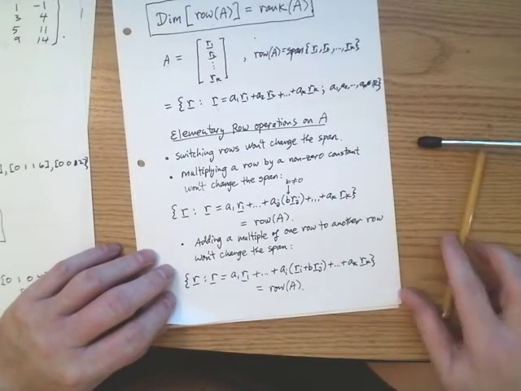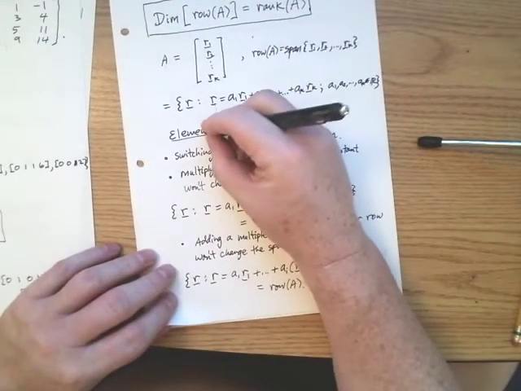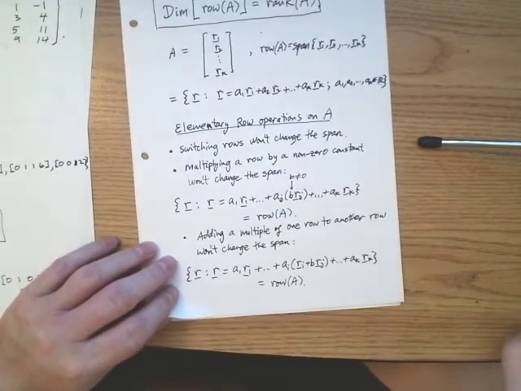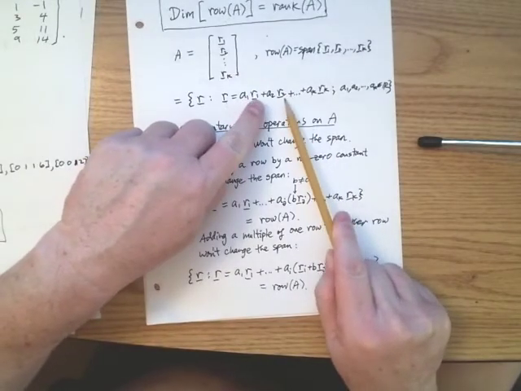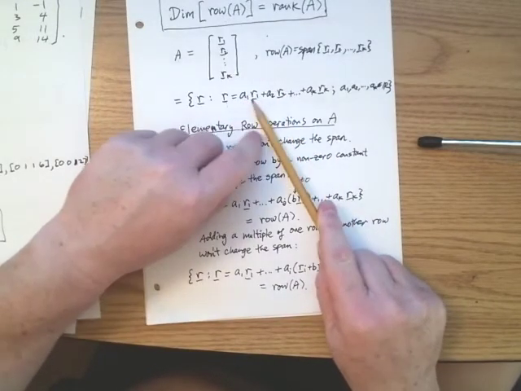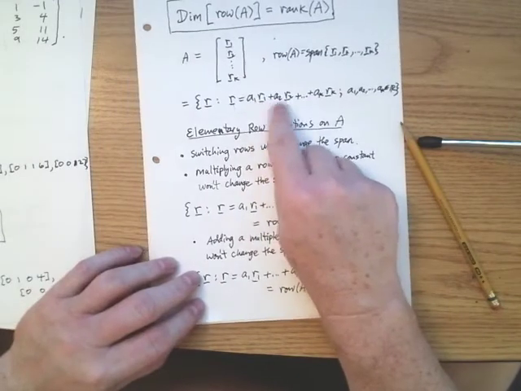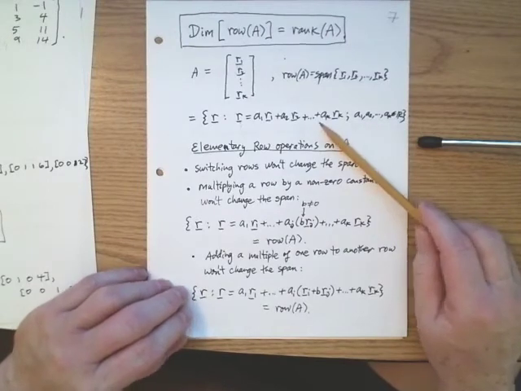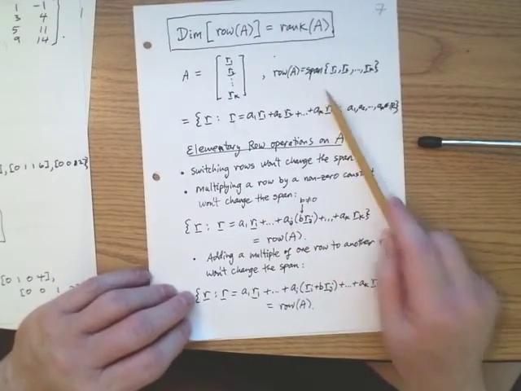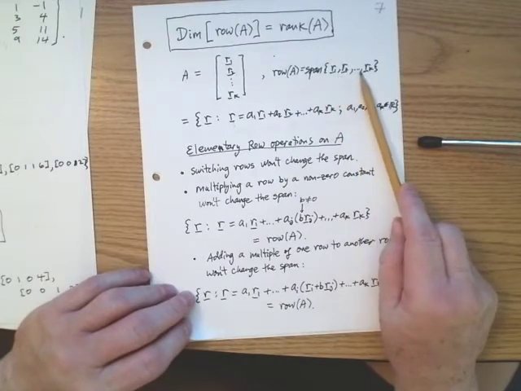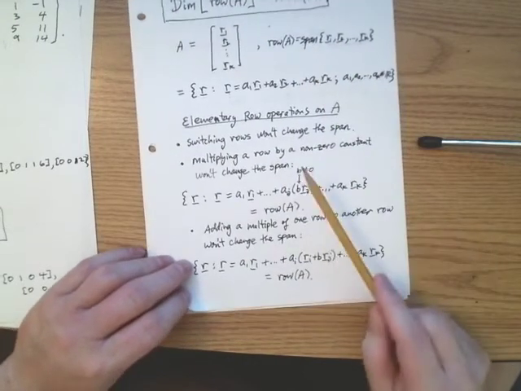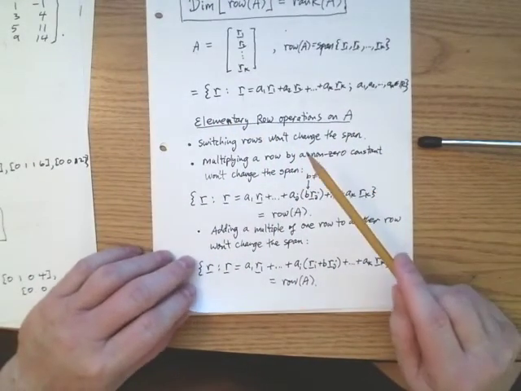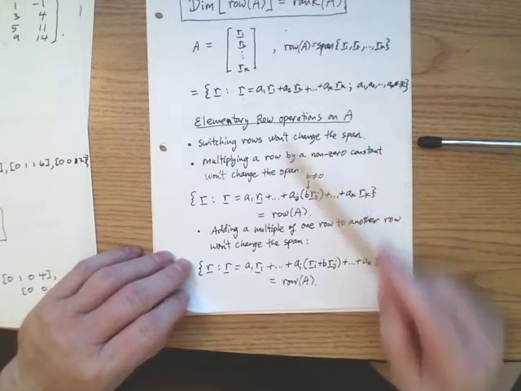Elementary row operations on A. Now just go ahead and reference this. Suppose I switch two rows. I don't care which two you switch. Say the first two. So R2 and R1 have been interchanged here. What's that going to do to the span? Nothing. So it doesn't matter what order these vectors appear in. I'm going to get exactly the same span. So the elementary row operation of switching rows changes nothing. You're still going to retain the same row space, okay?